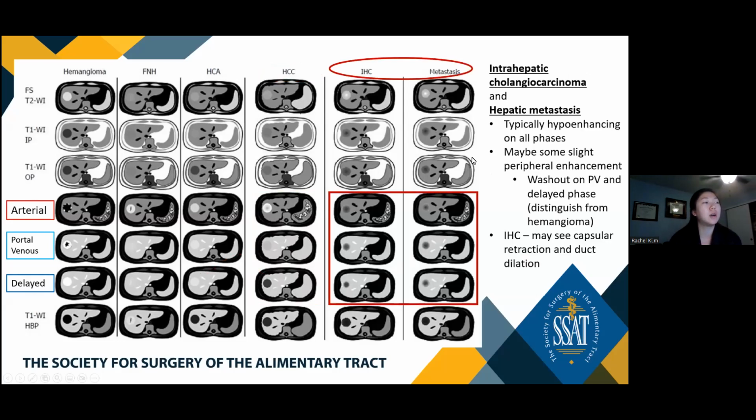And then for metastases and cholangiocarcinomas, so this is typically hypoenhancing on all phases. You might get some slight peripheral enhancement if you wait long enough in the delayed and portal venous phases. And then for cholangiocarcinomas, because they're arising from the actual bile ducts, you might see some capsular retractions and some duct dilation as well.